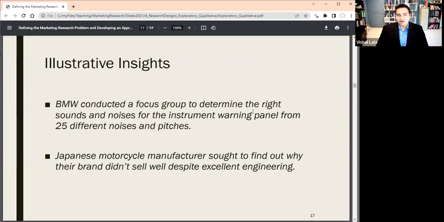Consequently, based on this research, the motorcycle brand, knowing full well their motorcycles are well engineered, realized that what people really cared about was the sense of freedom. So they decided to position the motorcycle on the notion of freedom rather than on good engineering. These are the kinds of qualitative insights that typically emerge from a focus group interview.